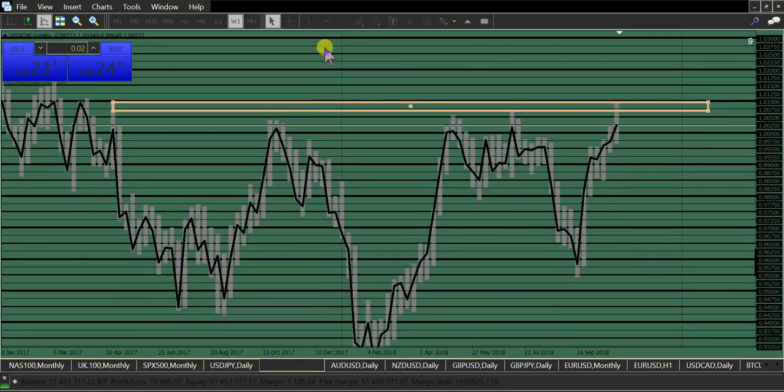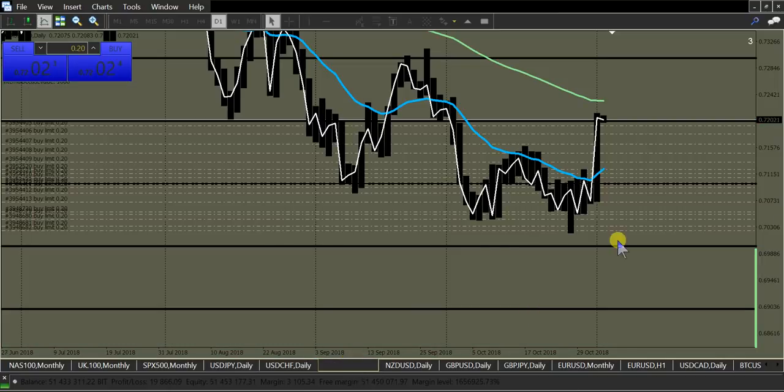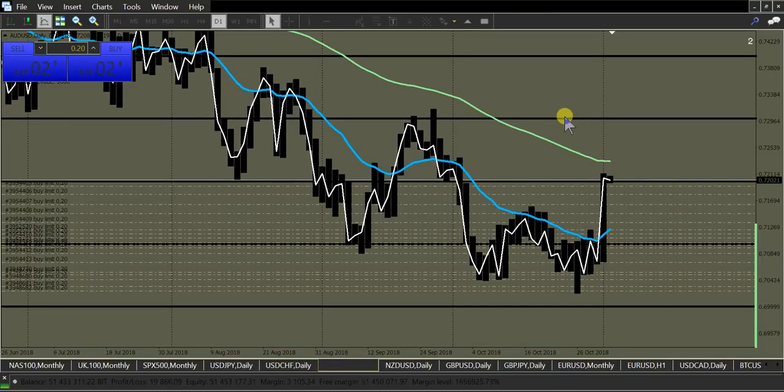Not to mention, it happens in moments, in one day. So as this thing comes ripping back, this is not a pip-per-pip correlation, but you know, the Australian comes ripping the other way.